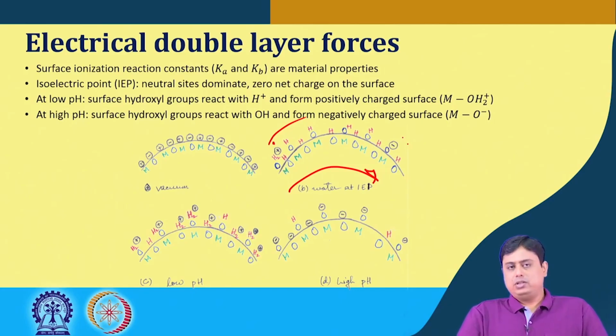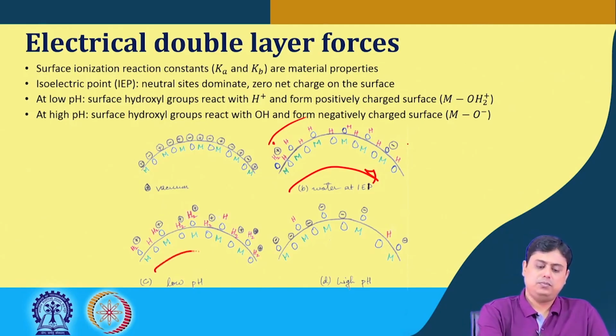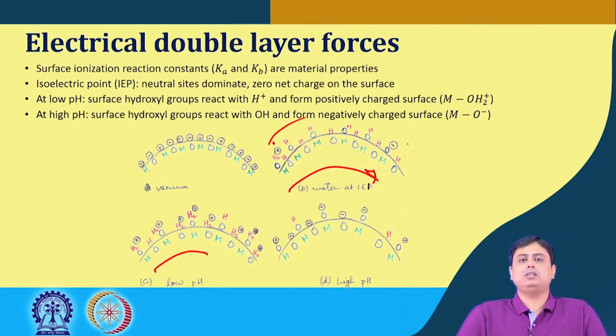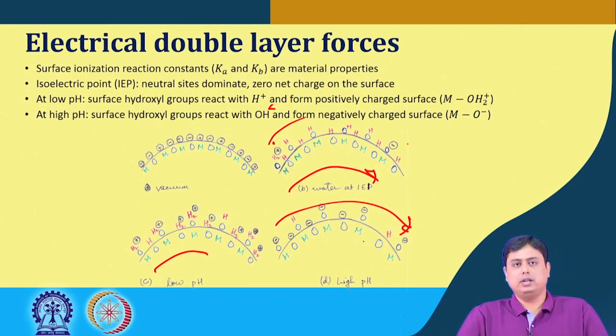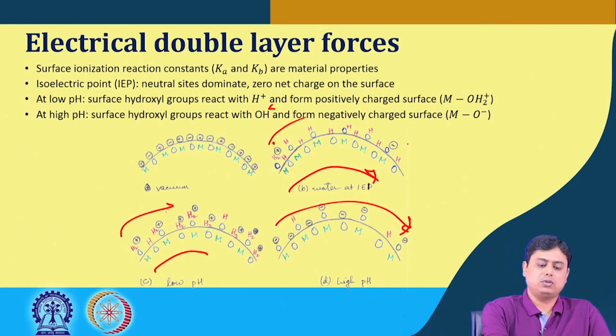But at low pH, the surface hydroxyl groups, as I mentioned, will react with H plus and form a positively charged surface. This is the low pH case, which means the acidic medium. And at high pH, these hydroxyl groups will react with OH minus and form a negatively charged surface, which is MO minus. So the density of these charges on the surface is negative here, and here we have positively charged surfaces.